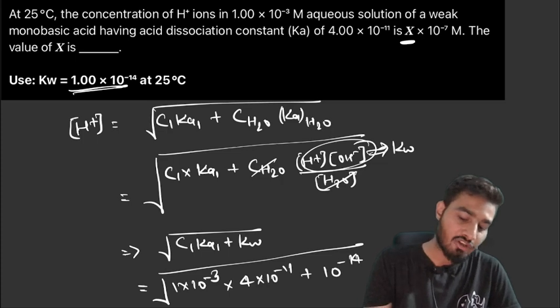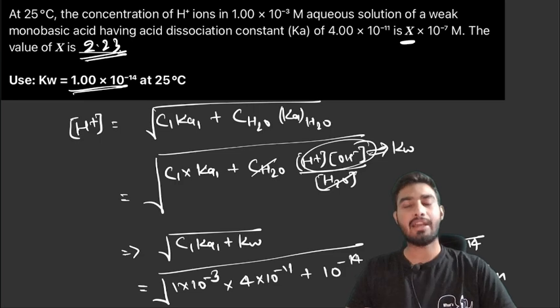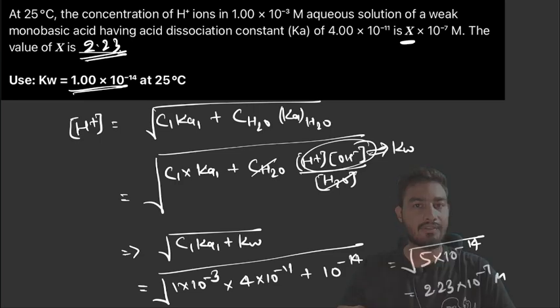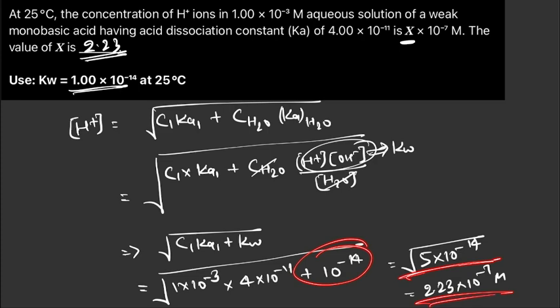So this x value is 2.23. This should be our answer. Wait, the x value will be 2.23. So I hope that it is clear. That means this is the value that will come.